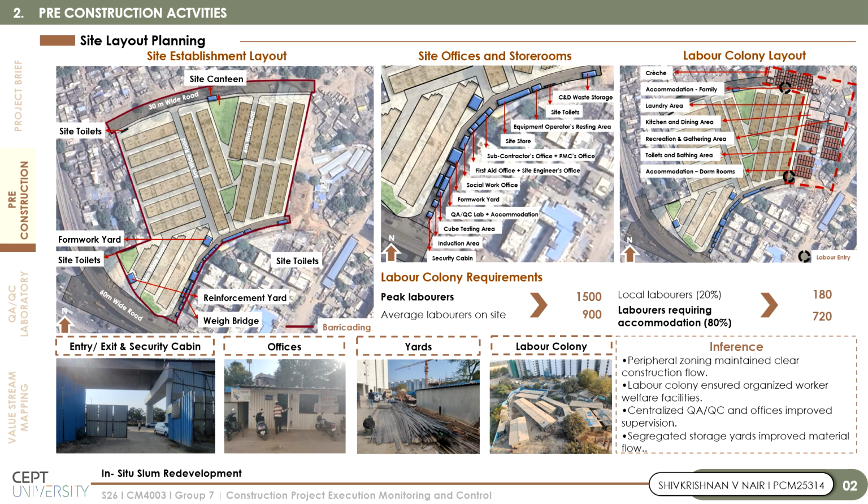The project had a peak labor strength of around 1,500 workers with approximately 720 workers requiring accommodation. Facilities such as dormitories, family accommodation, toilets, bathing areas, kitchen, dining spaces, laundry, recreation zones, and crèche facilities were provided. Overall, the plant layout improved internal circulation, material handling efficiency, worker welfare, and overall site management.